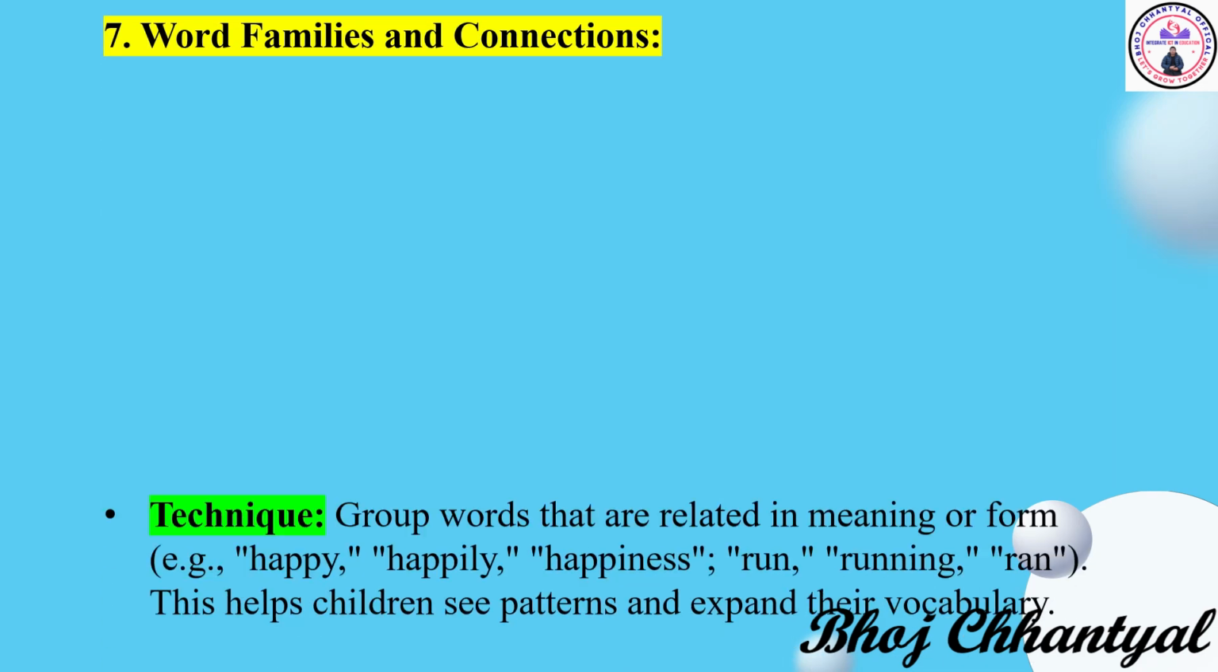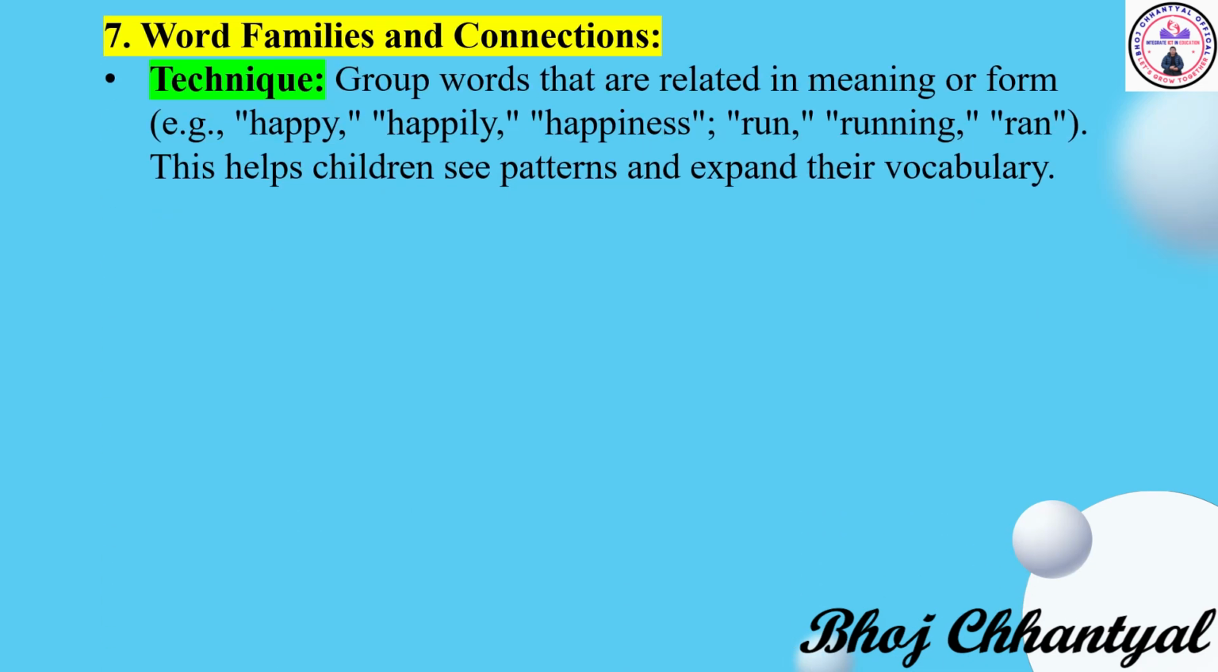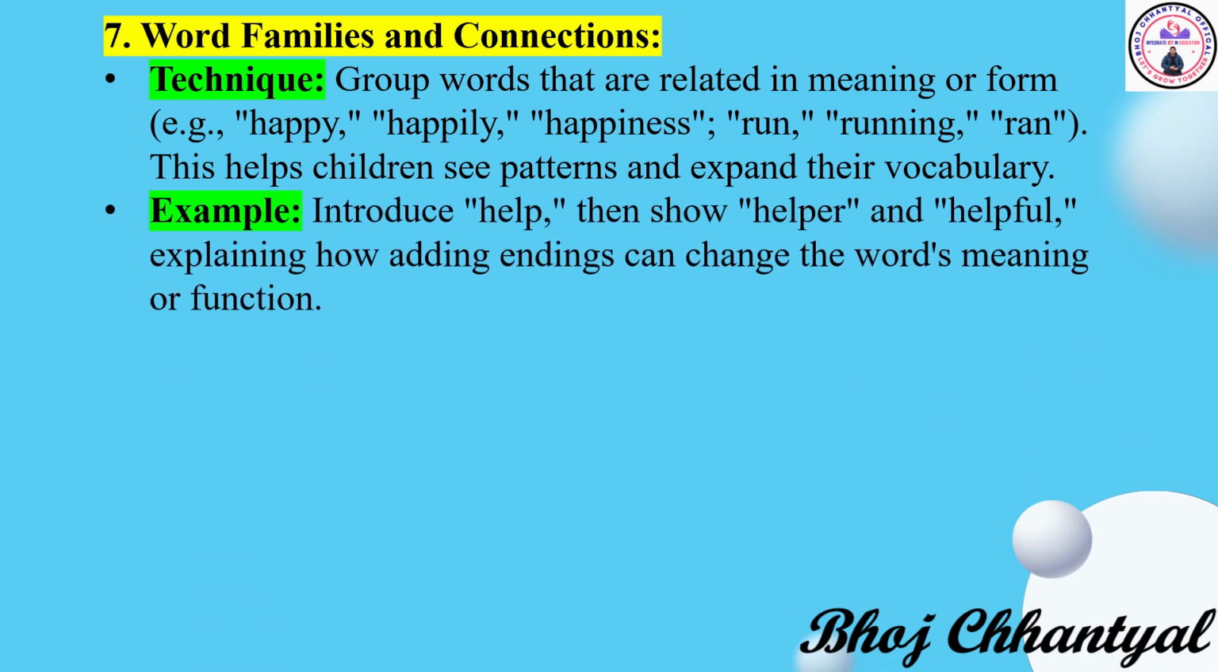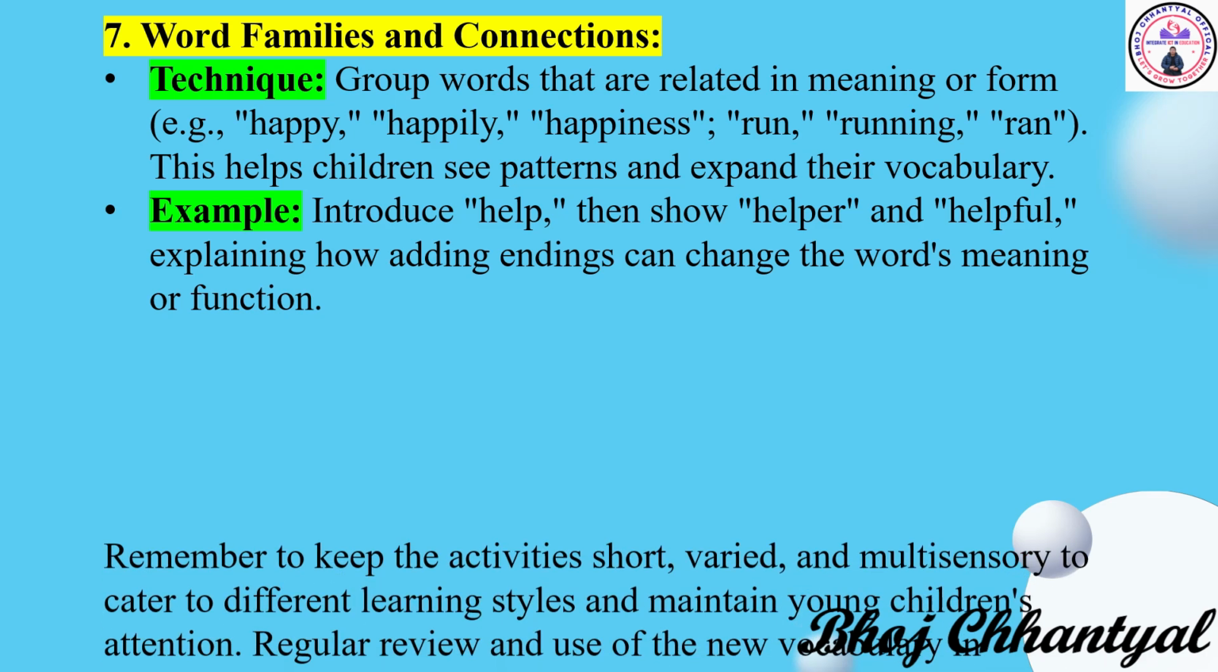7. Word families and connections. Technique: group words that are related in meaning or form, e.g., happy, happily, happiness; run, running, ran. This helps children see patterns and expand their vocabulary. Example: introduce help, then show helper and helpful, explaining how adding endings can change the word's meaning or function.